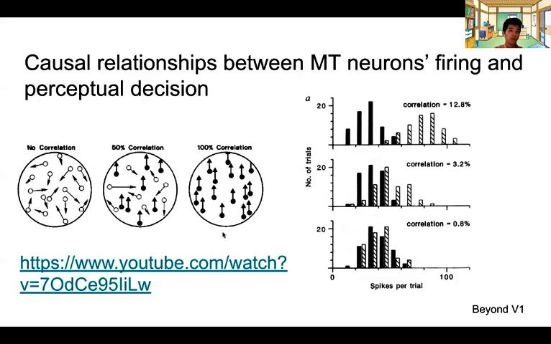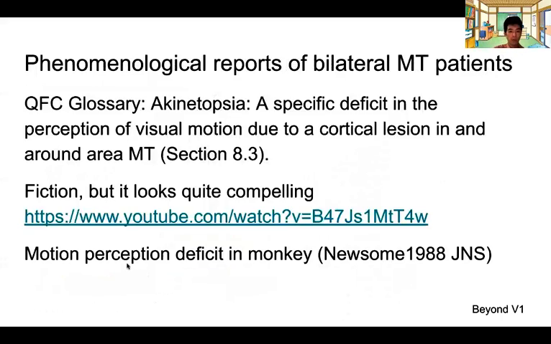100% correlation motion means that all the dots move in the same direction, and no correlation means that from one frame to the next, all the dots are redrawn completely in a different location. So it looks like really random motion. And 50% correlation means that 50% of the dots are drawn in random locations. So how does it look?